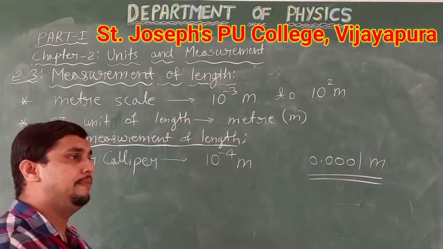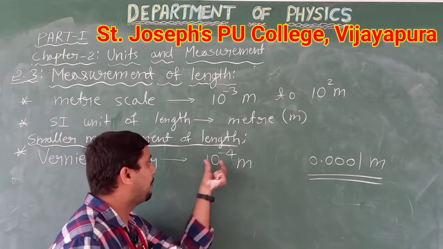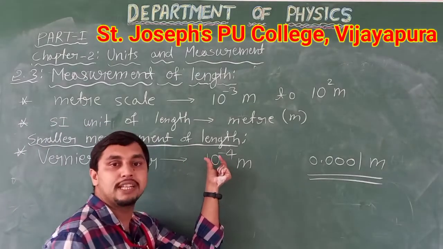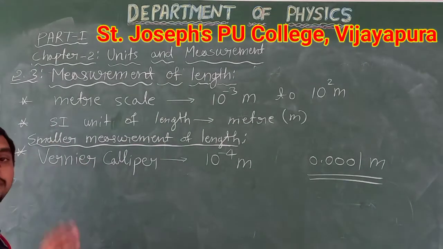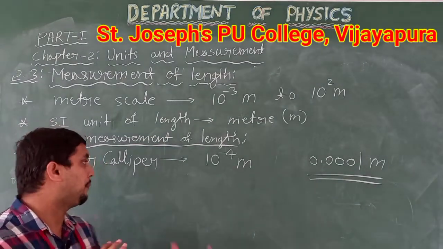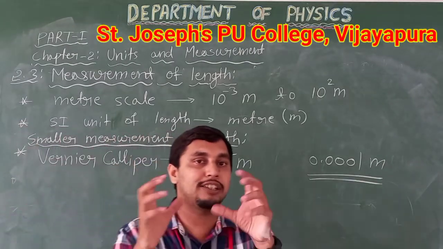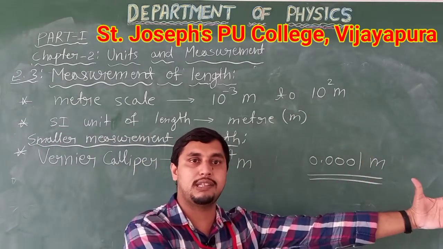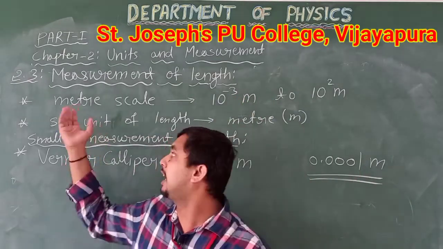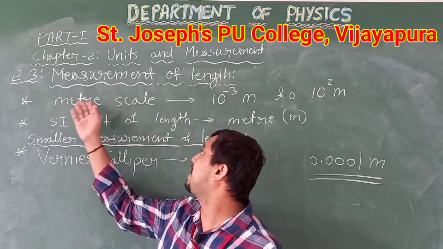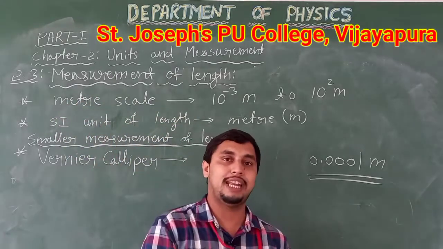So these are some measurements, particularly smaller measurements of length, for example, in the order of 10 to the power of minus 4, by using the vernier caliper. So you will perform these things in a laboratory. Now, we already know that when the length is smaller than 10 to the power of minus 3 meter, it is not possible to measure that length by using a meter scale. So we'll go for the vernier caliper.